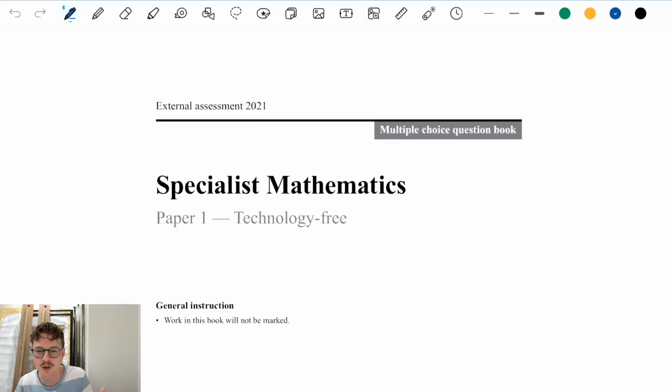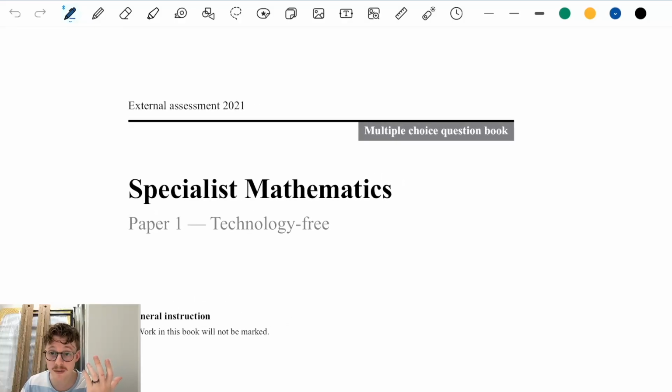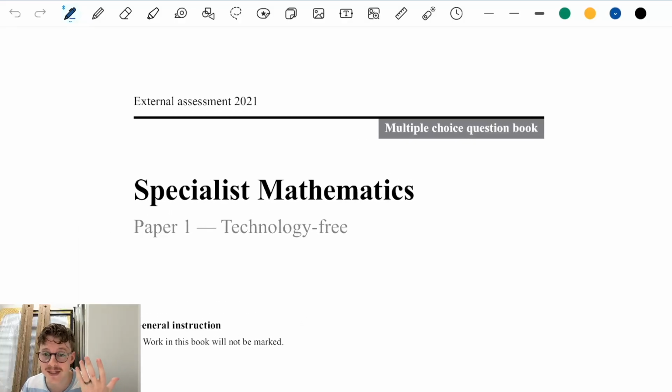There's no real statistics at all in the tech-free short response section. All the questions were essentially some combination of complex numbers, vectors, calculus. I feel like I'm missing one. Proof by induction. There were some differential equations as well, which is part of that calculus bubble. So we're going to cover a little bit of statistics with the multiple choice, because there are always going to be some stats questions in the multiple choice in the tech-free paper. So we'll cover more topics throughout this one. Hopefully this will be very informative.